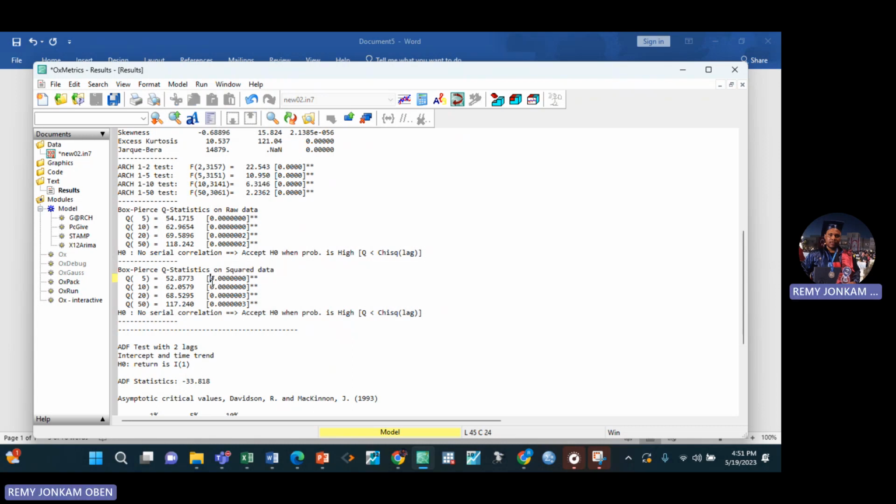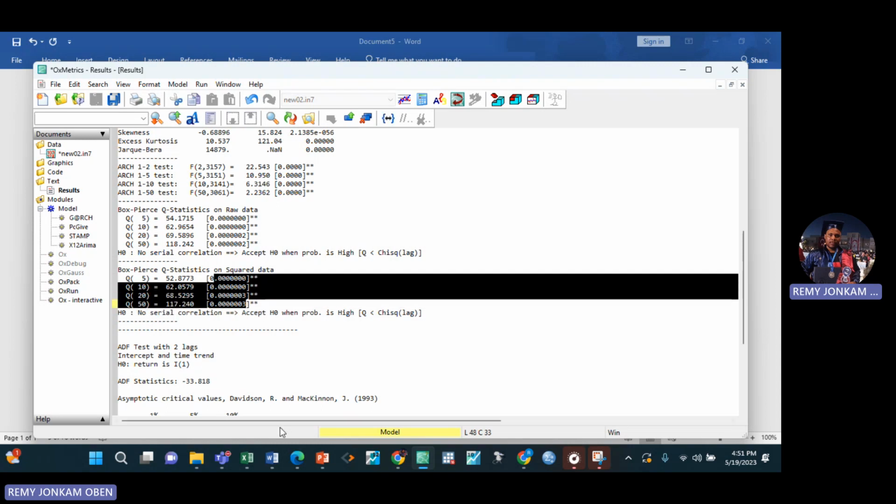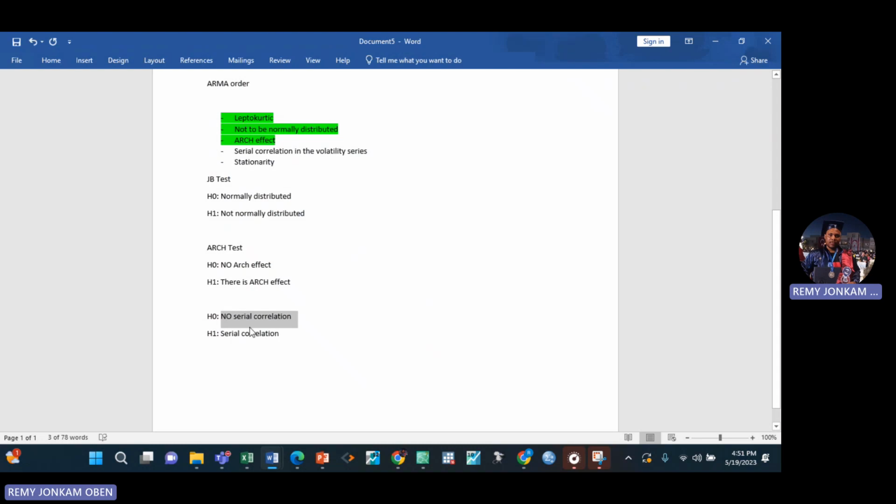So again, you see all probability values are zeros at all the lags, so there are no conflicting results. If we had conflicting results, let's say some of them were significant and some insignificant, then we would trust the results of the higher lag because we have a high number of observations, as I mentioned before. So since all probability values are zeros, we are going to reject the null and accept the alternative, which means there is serial correlation in the volatility series. I'm insisting it has to be the volatility series, not the raw series. So we found serial correlation in the volatility series, which is what we actually want.